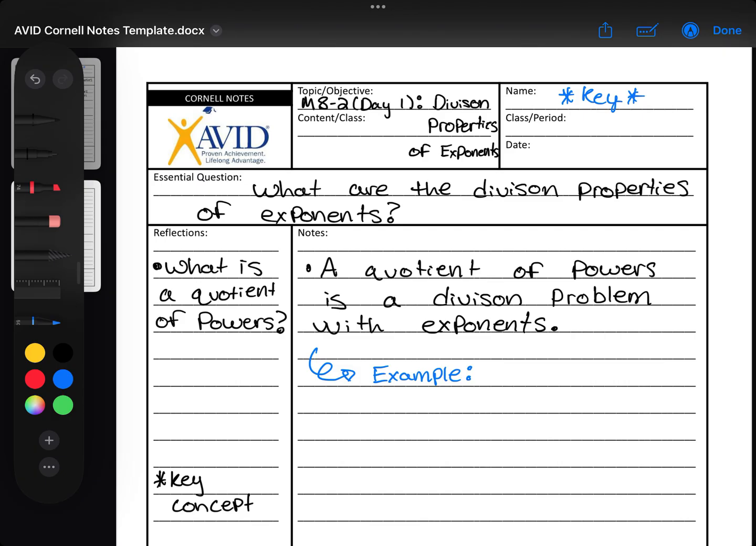So our essential question, I want you to copy this down on your notes. What are the division properties of exponents? Our first question is, what is a quotient of powers? And write this down, please. A quotient of powers is a division problem with exponents.